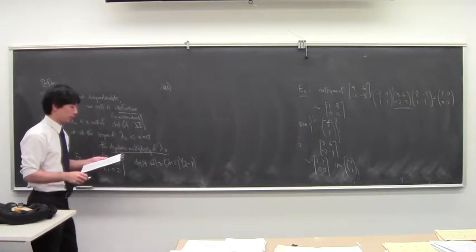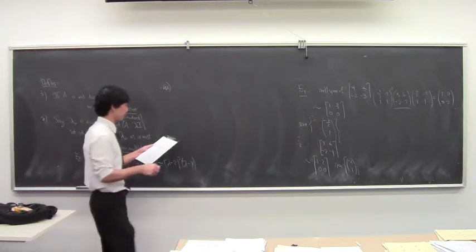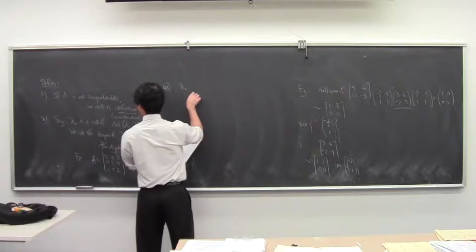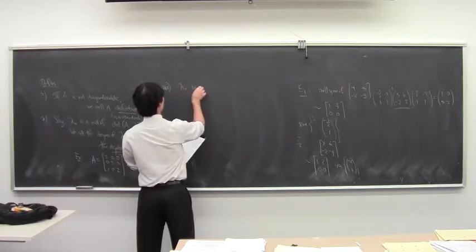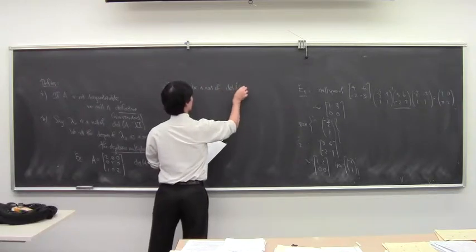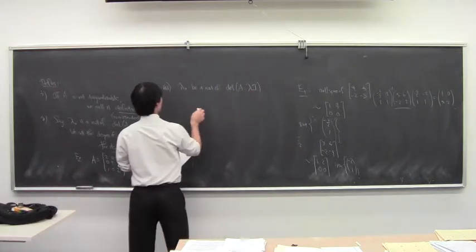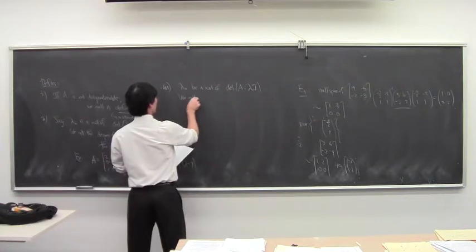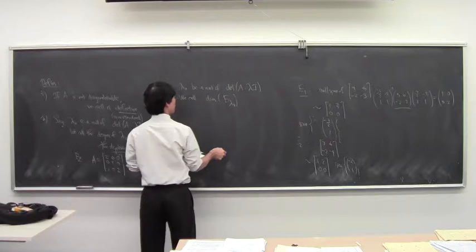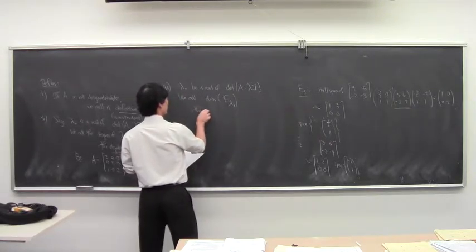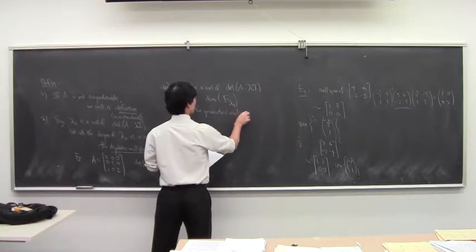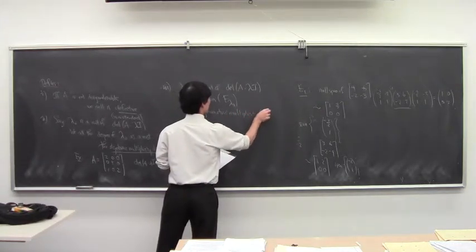Definition 3. Again, let lambda naught be a root of the characteristic polynomial. We call the dimension of the eigenspace the geometric multiplicity of lambda naught.